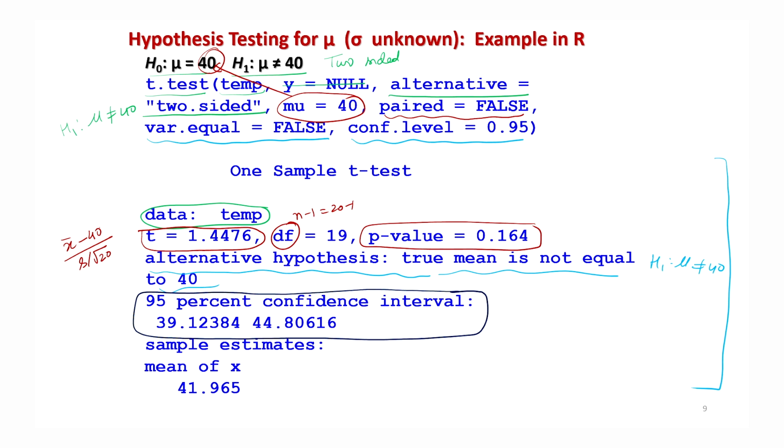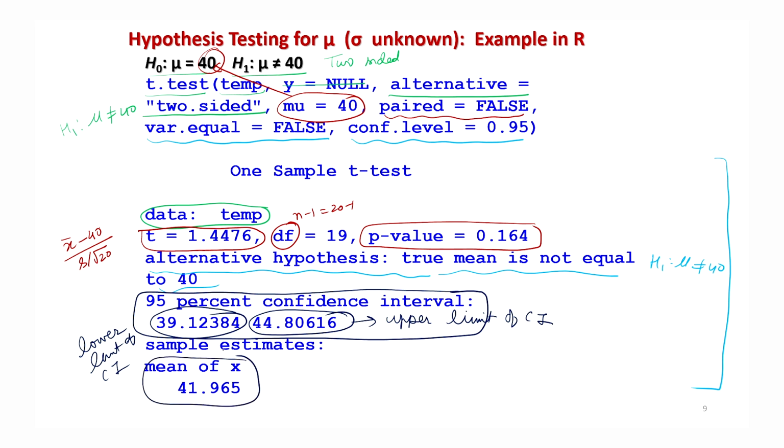How to construct this confidence interval, I am going to explain after this topic. The lower limit here is 39.12. This is the lower limit of the confidence interval, and 44.80616 is the upper limit of the confidence interval. And the value of the sample mean is here, 41.965.